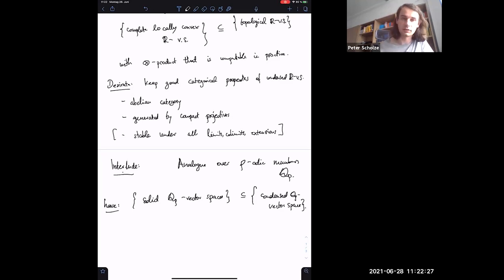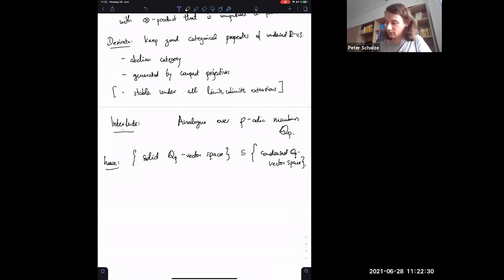And let me briefly recall how solid is defined. So there's some kind of completion. This we call solidification, of course. And so, okay, so here, let's first try to understand what the compact projectives are.